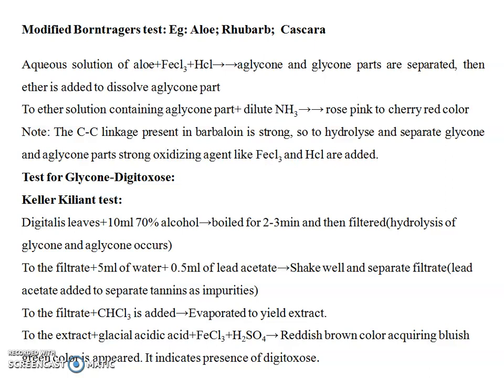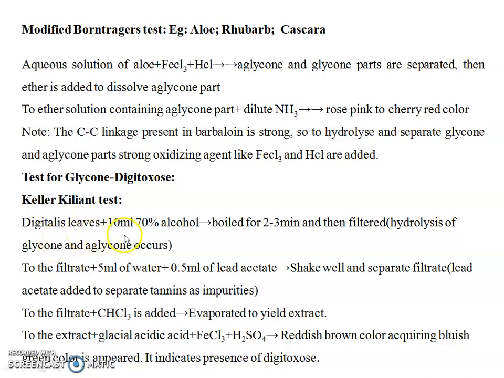So if you understand the chemistry involved, then chemical tests are going to be very, very easy. Now the other test I want to take is the Keller-Kiliani test. This Keller-Kiliani test is done for digitalis, okay, cardiac glycosides. So let's understand the chemicals that are being added, and why they are being added.